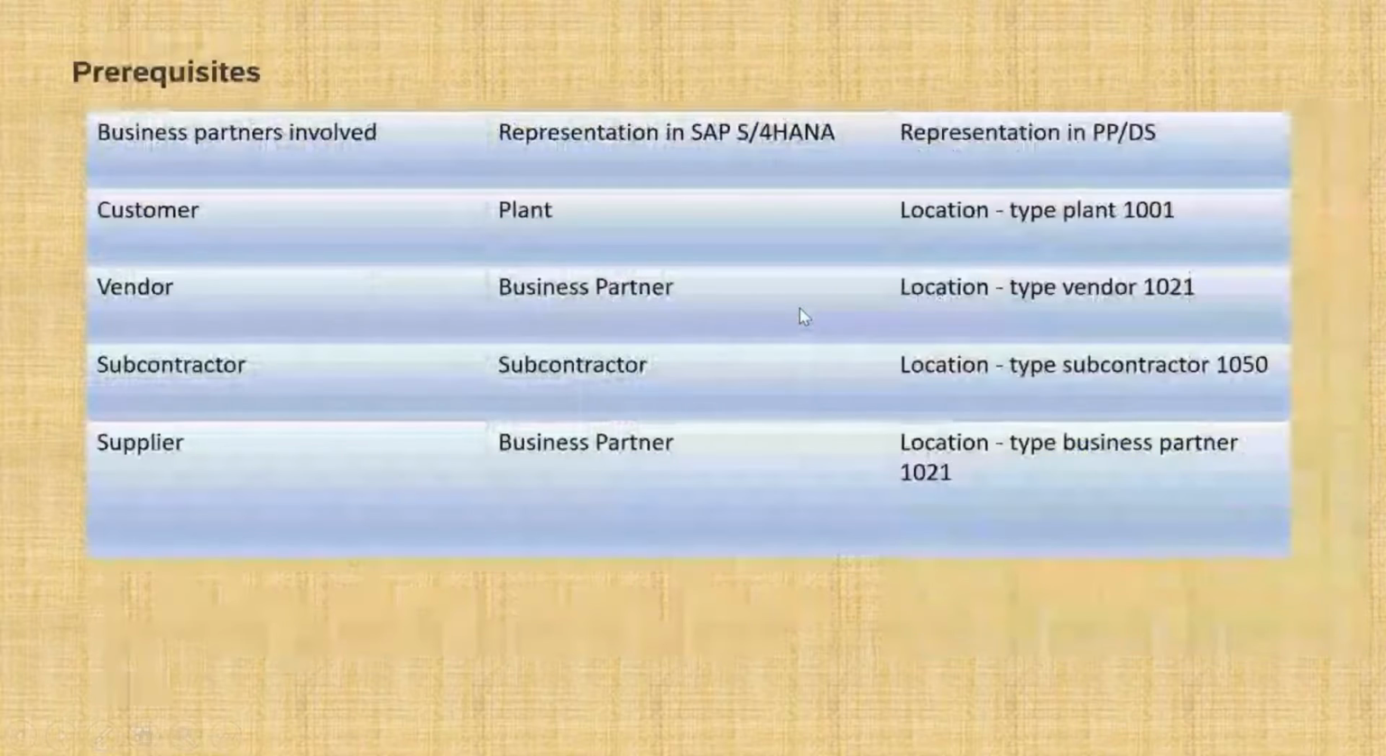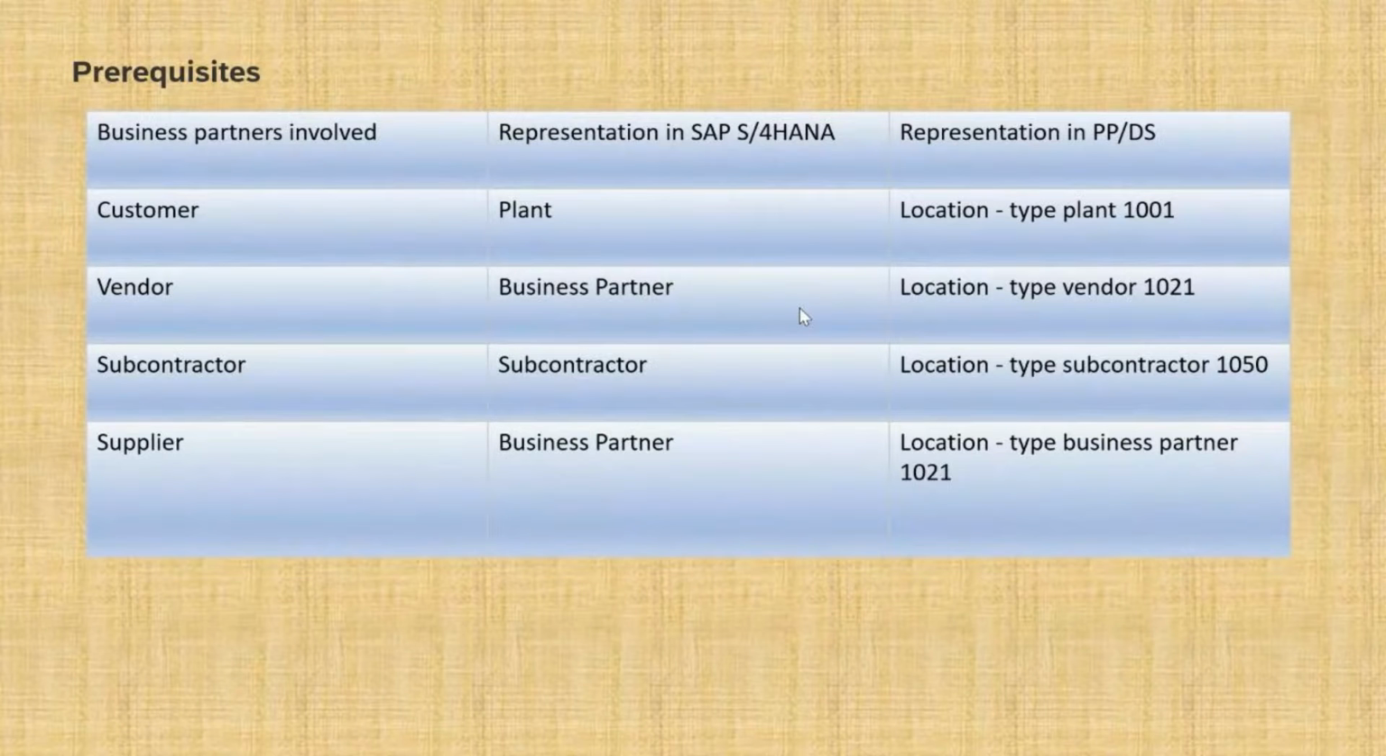So the prerequisites. When you use the embedded PPDS and S4 HANA, you have to have a customer, which will be moved to PPDS as plant 1001. Type vendor will be moved as 1021. It will be called a business partner. Subcontractor will be 1050, and supplier will be 1021, right? So when you move through the report which I will be showing you, it automatically takes all the numbers that you can see on the PPDS side.